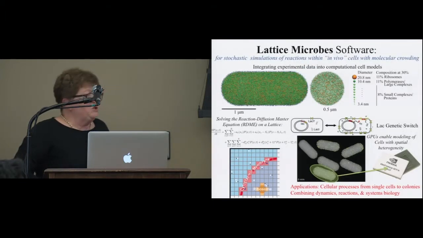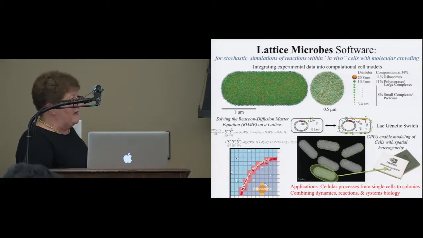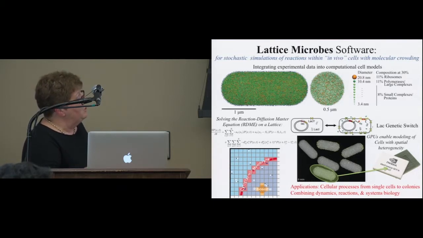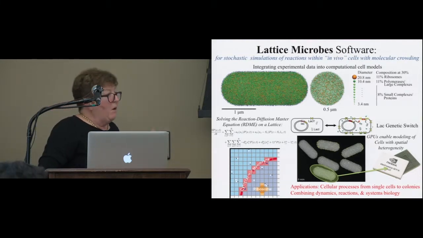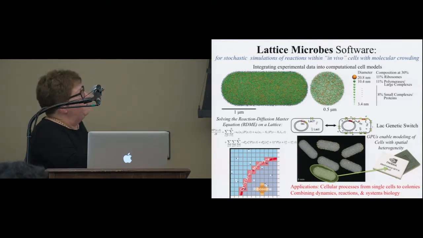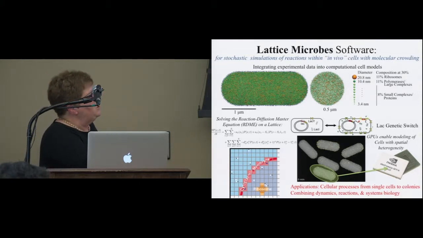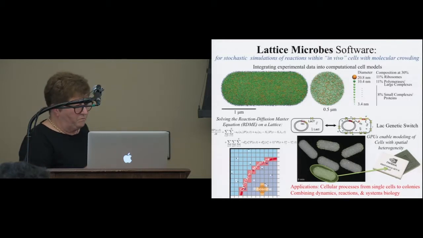All right, so now just to quickly summarize everything I've been telling you, it's all bundled together in our software called Lattice Microbes. It allows us to do a sampling of this reaction diffusion master equation to look at reactions within in vivo cells with a proper amount of molecular crowding. I'll tell you in a moment how we get that crowding, but this is how it looks. It's packed, and if you go over and use what they call proteomics data, you can see there's a wide distribution of sizes and percentages. Add in DNA and you're getting up to 45 to 50% of the cell being packed.